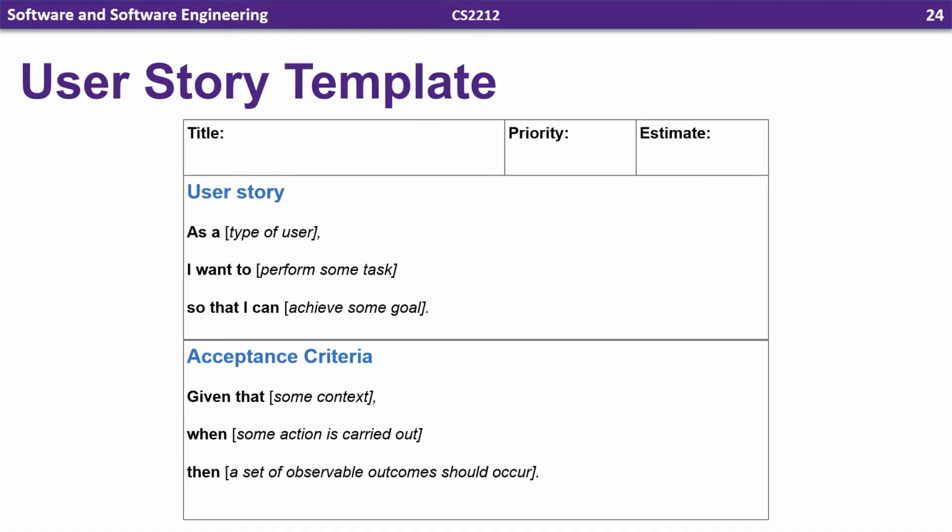So acceptance criteria, which is often attached to user stories, is what actions should actually be carried out by the system and what outcomes should be observable in the system. How does the state of the system change if this user story is performed? And they take the form of: given that blank, when blank, then blank. So it would be: given that some context happens, when some action is carried out, then some observable change in the system should happen. So let's take a look at an example.